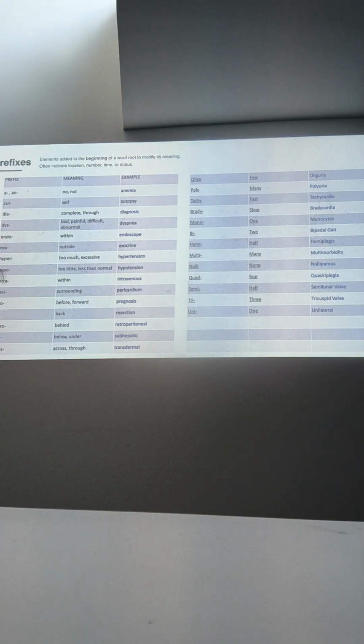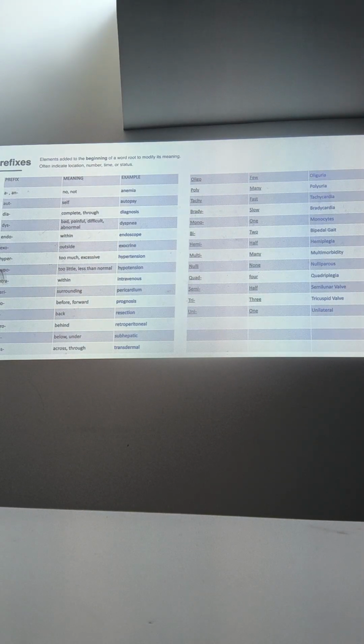Hypo. You gotta be careful with those words as well when you talk to somebody about it because they can get a bit confused. Intra is within, intravenous. Then peri is surrounding, so pericardium, that's just something that surrounds the heart, protects the heart as well. Then pro is before, so prognosis.